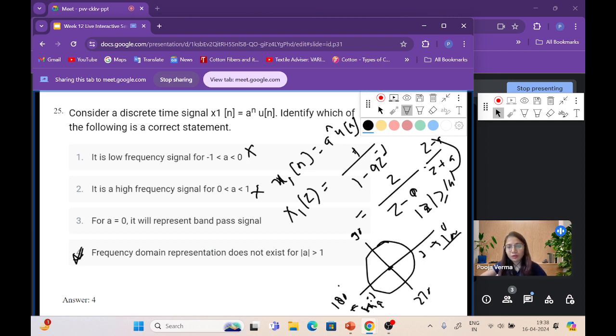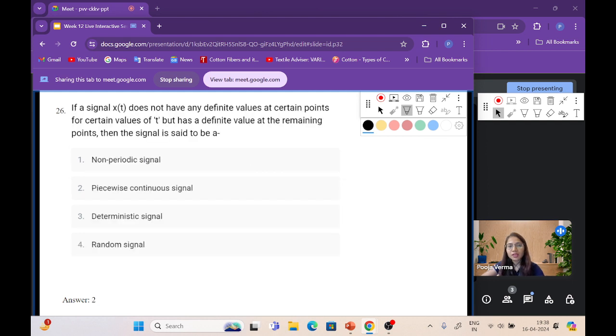Okay. So moving to the next question. I hope you have understood this question. Okay. So moving to the next question. If a signal x of t does not have any definite value at a certain point for a certain value of t, but has a definite value at a remaining point, then the signal is said to be a: option 1 is non-periodic signal, option 2 is piecewise continuous signal, option 3 is deterministic signal, option 4 is random signal.